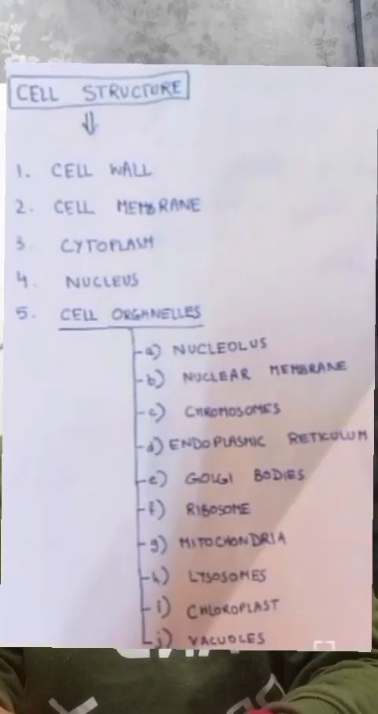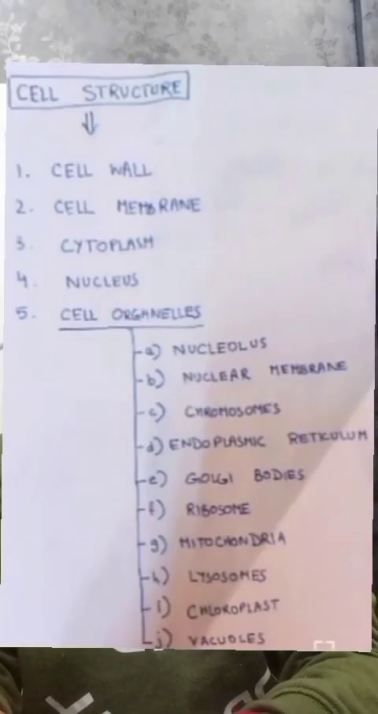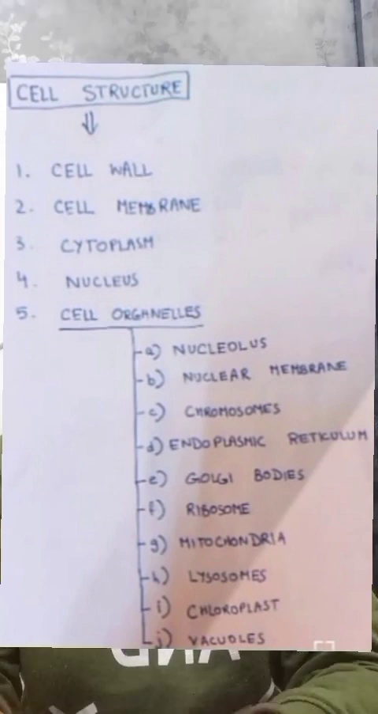The outermost part has the cell wall and cell membrane. Inner is the cytoplasm, which is a jelly kind of thing where all the cell organelles are present. And the innermost is the nucleus. Now let me tell you what cell organelles are present inside the cytoplasm. Those are nucleolus, nuclear membrane, chromosomes, endoplasmic reticulum, Golgi bodies, ribosome, mitochondria, lysosome, chloroplast, vacuoles.